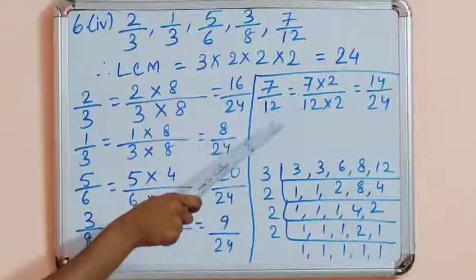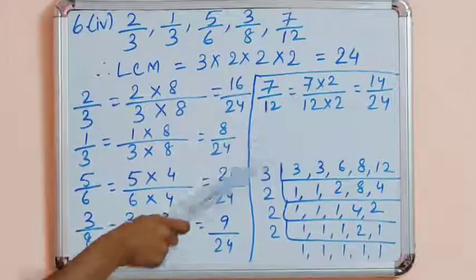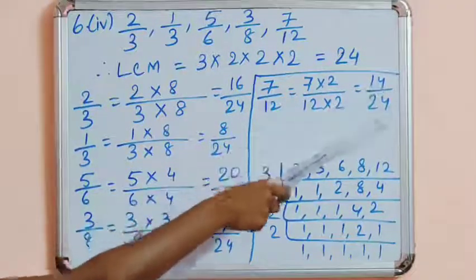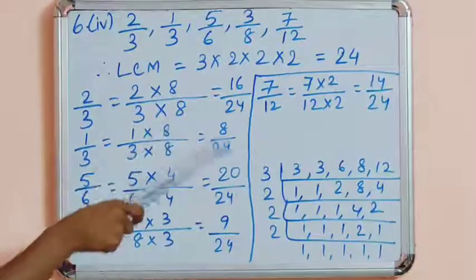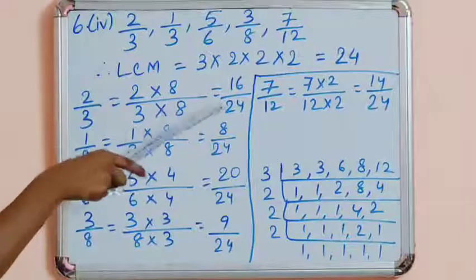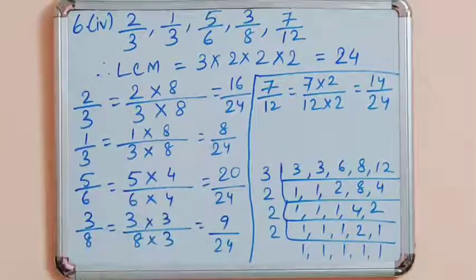Now 7 by 12. 24 divided by 12 is 2. So 7 into 2 by 12 into 2. So this is equal to 14 by 24. So this is how we have converted this into like fractions. Now we will be arranging this.